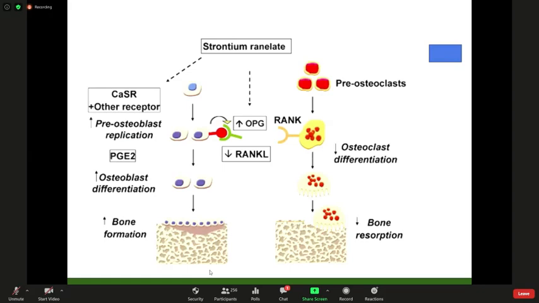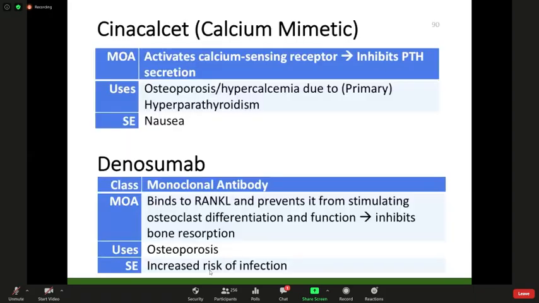Yun nga lang, mahina kasi siyang drug. And that's why in terms of increasing the bone mineral density, theoretically, it's a very good drug. But in terms of actual clinical practice, it doesn't really improve the BMD all that much. Okay, now we move on to other drugs, no? And again, please take note of these two drugs because they're relatively new.